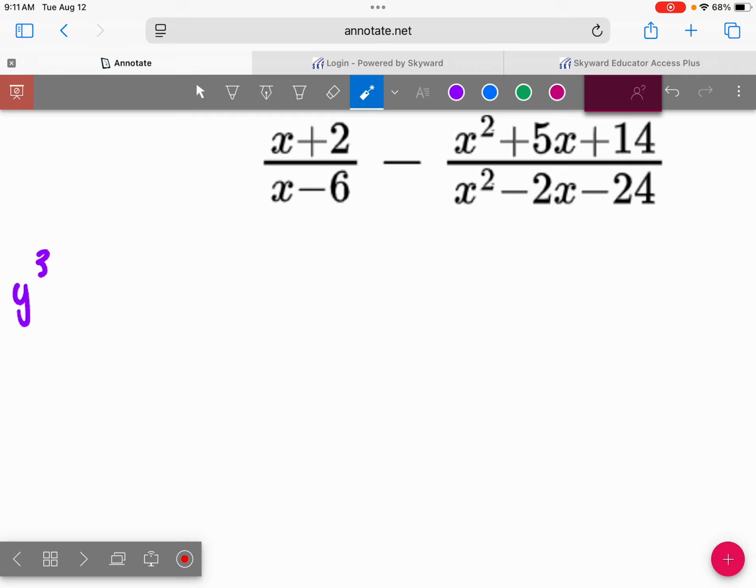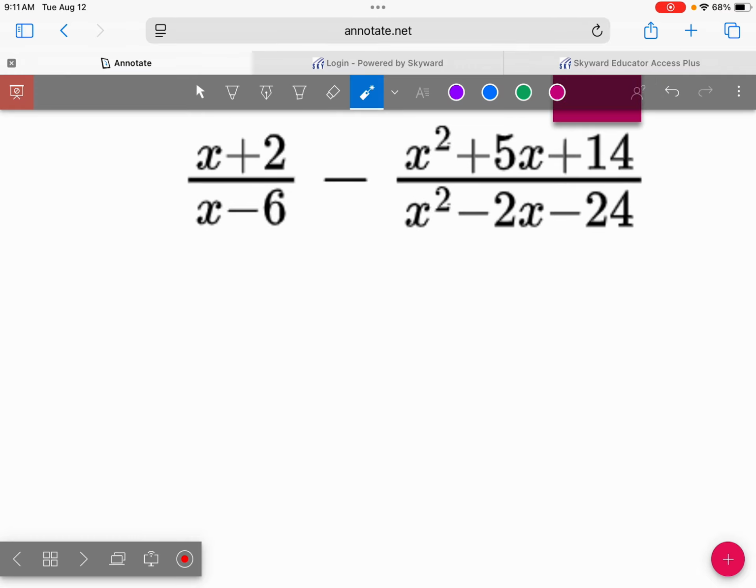So then let's look at one of these a little more this way. And I know it's a long one. I'm going to give you guys a chance to write it down. So we have x plus 2 over x minus 6, and we are wanting to take away x squared plus 5x plus 14 over x squared minus 2x minus 24.